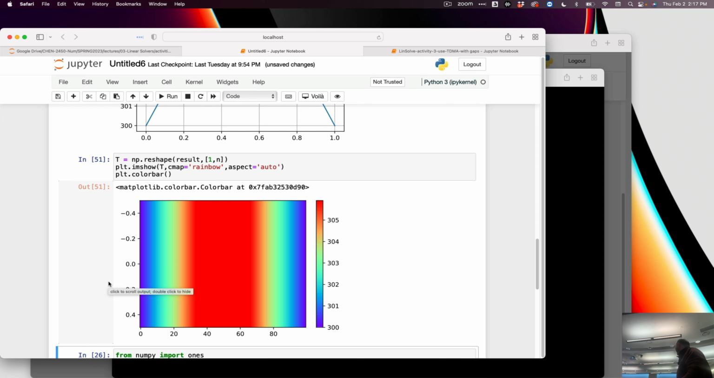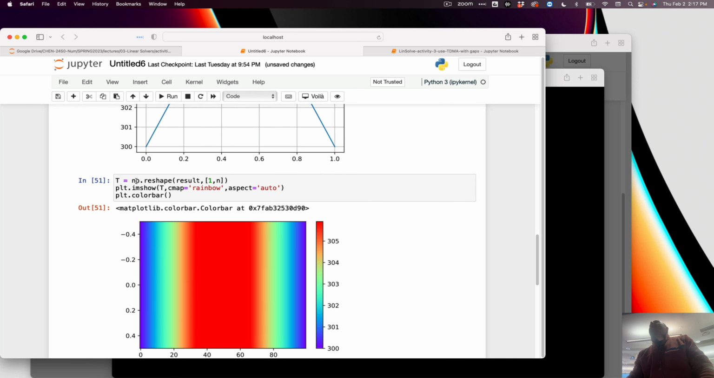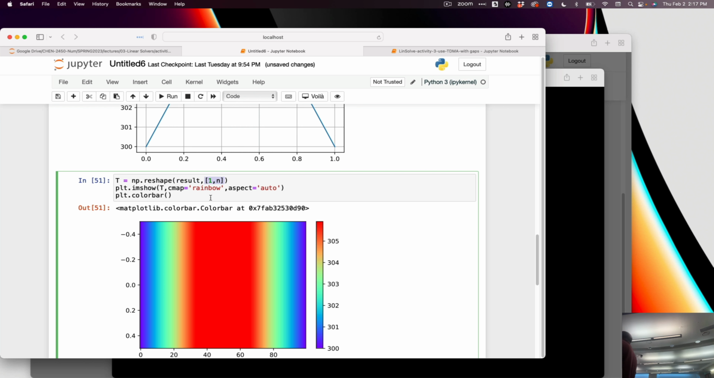That looks pretty cool. Like, oh yeah, look at the heat transfer in the rod. It's being heated in the middle and it's cooling off around the edges. So numpy.reshape, you take your 1D result and convert it to a matrix of size 1 by n. So it's still a column vector, but we asked Python to interpret it as a 2D array. But the 2D array is size 1 by n.